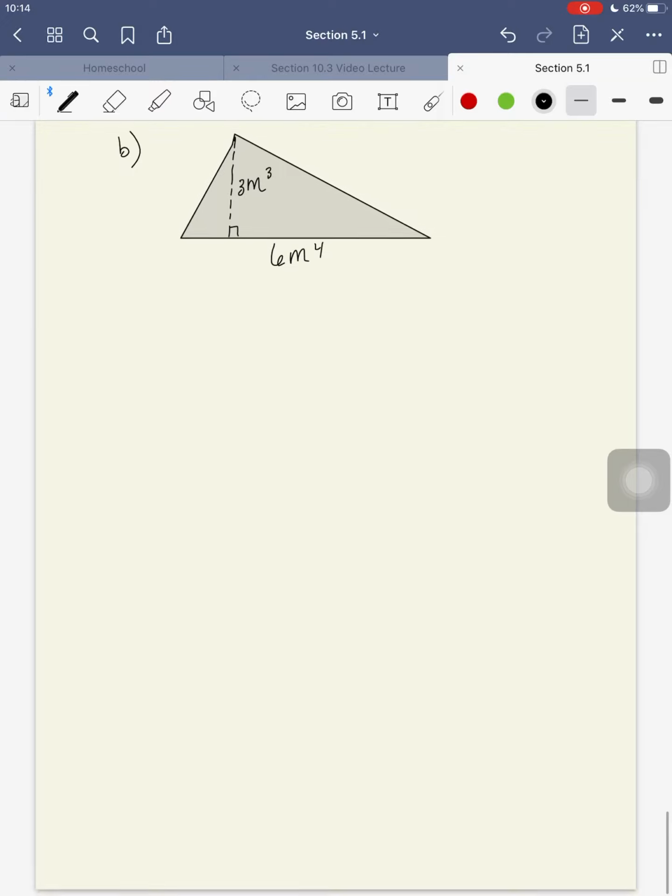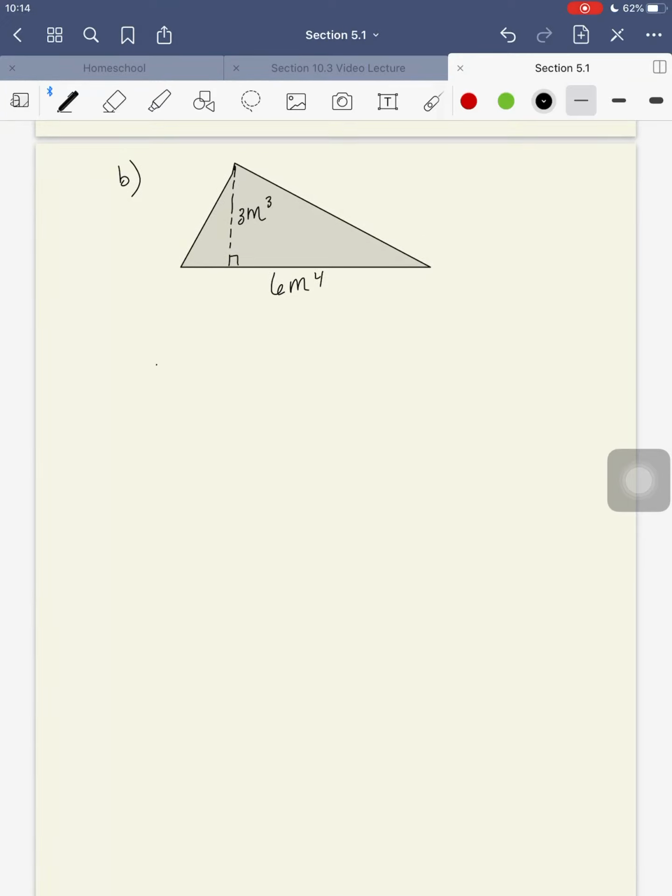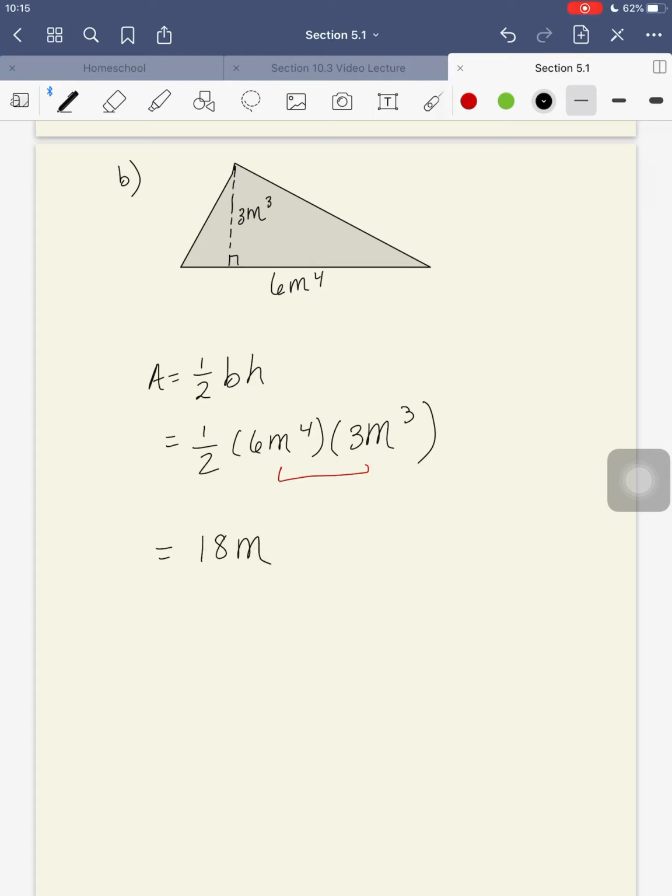All right, so to find the area of a triangle, area is equal to 1/2 the base times the height. So that'll be 1/2 times the base measures 6m to the 4th, and the height is 3m to the 3rd. All right, so what I would do first is multiply and then take half of that, or divide it by 2. All right, so 6 times 3 is 18. Add the exponents, that'll be m to the 7th. And then I need to take half of that, which means divide it by 2. So your answer is 9m to the 7th square units.